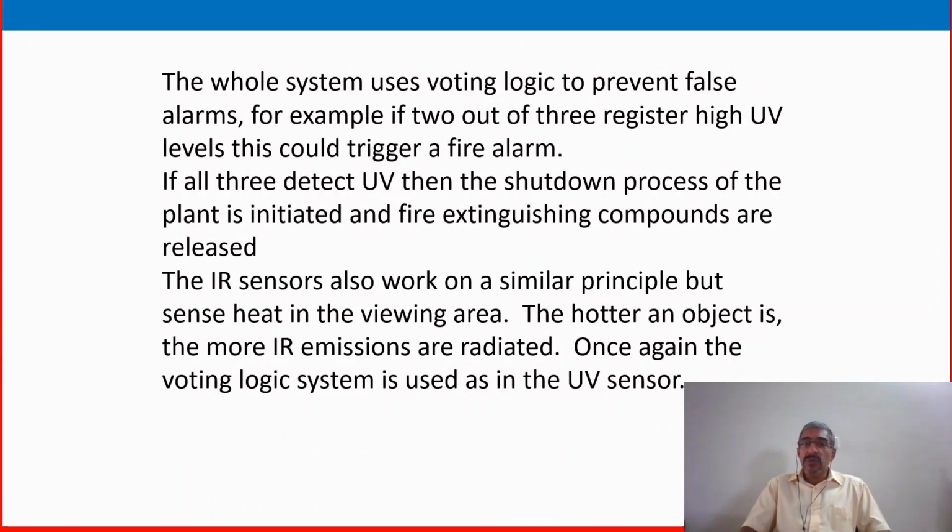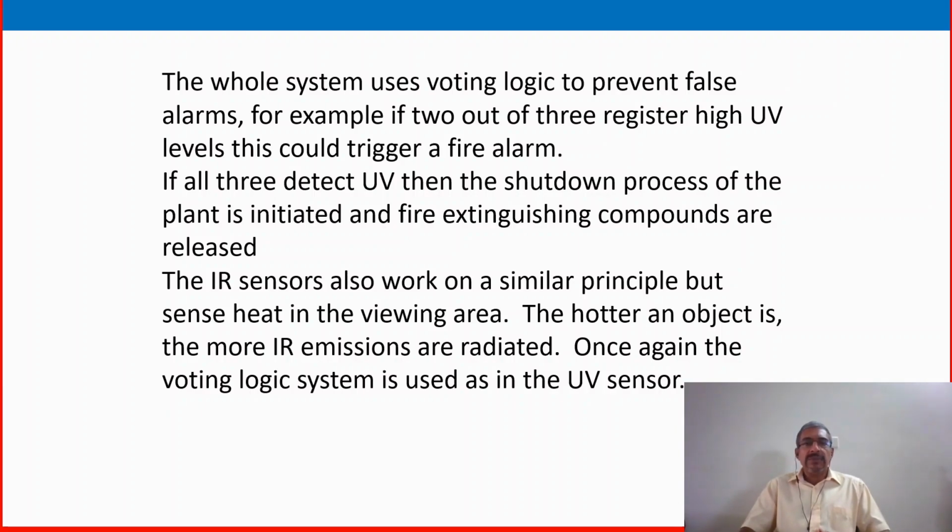The whole system uses voting logic. Voting logic means it does not rely on only one sensor. It will take 2 out of 3. Like, 3 sensors are there, and at least 2 sensors are giving the proper reading, it will be considered a real reading. That is the voting logic.